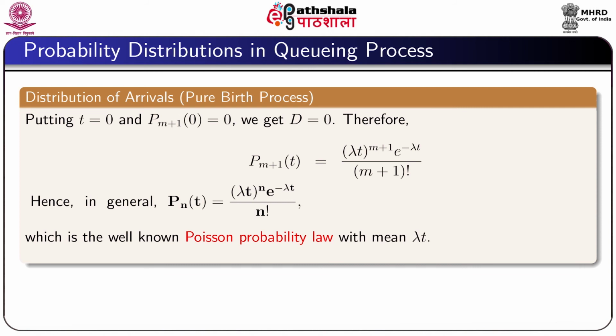Thus, if we consider the random variable defined as the number of arrivals to a system in time t, this random variable follows Poisson distribution with a mean of λt arrivals, that is, with mean arrival rate as λ.